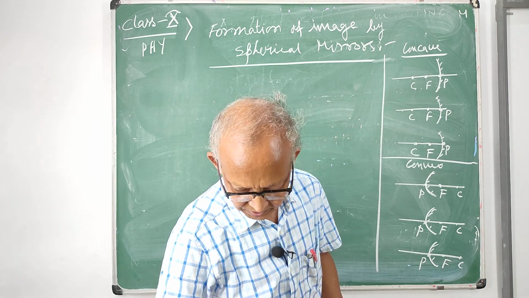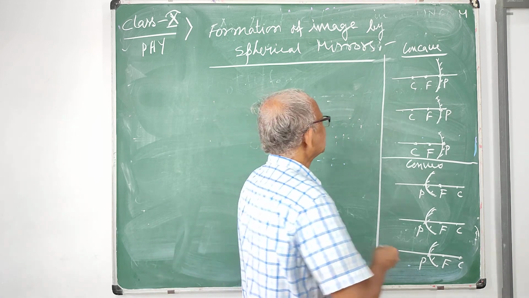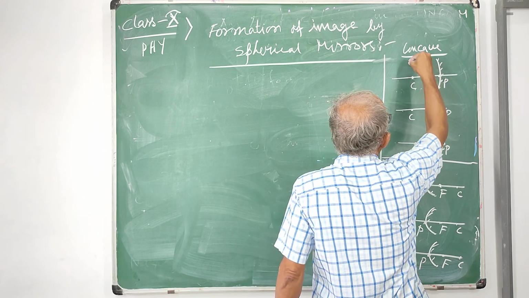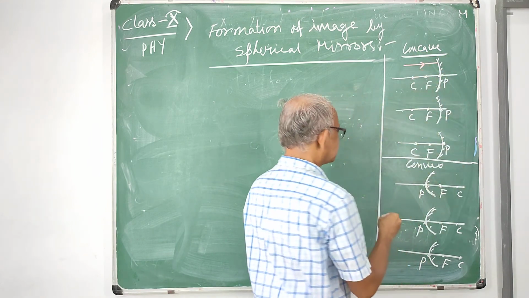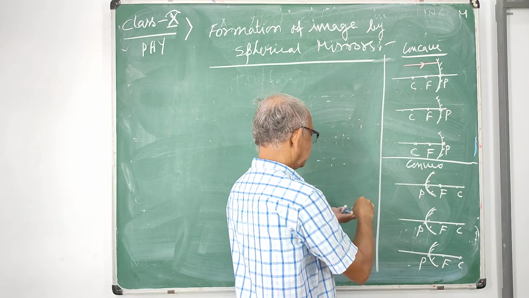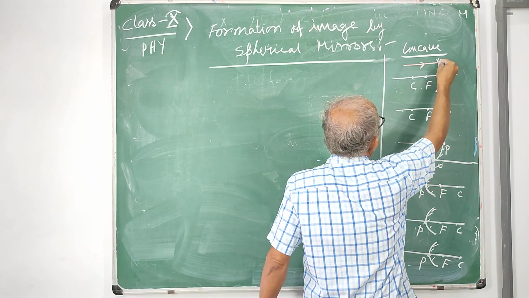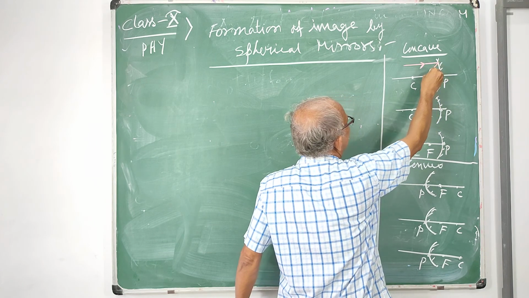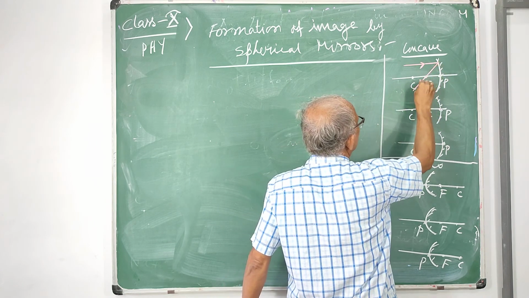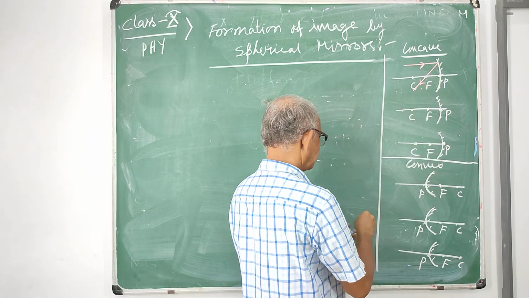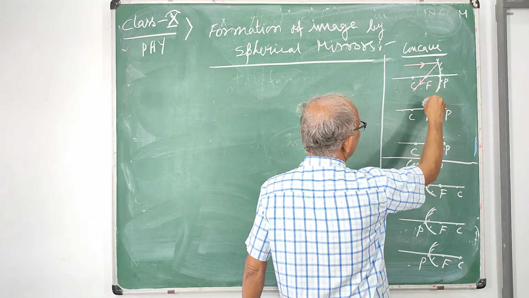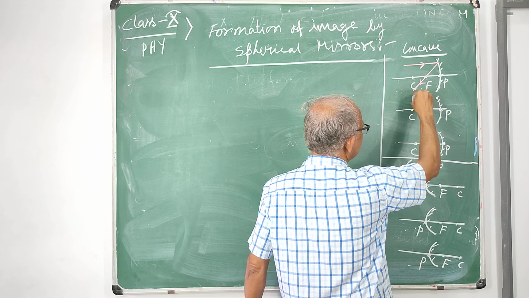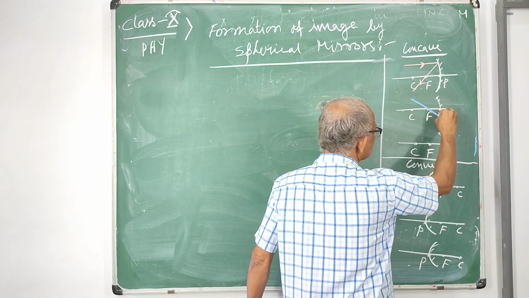Now draw the rays. First one, the incident ray parallel to the principal axis, then the reflected ray passes through the focus. Second one, reversible property: the incident ray passes through the focus.